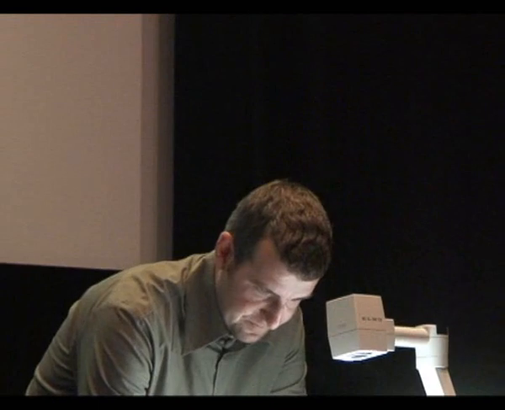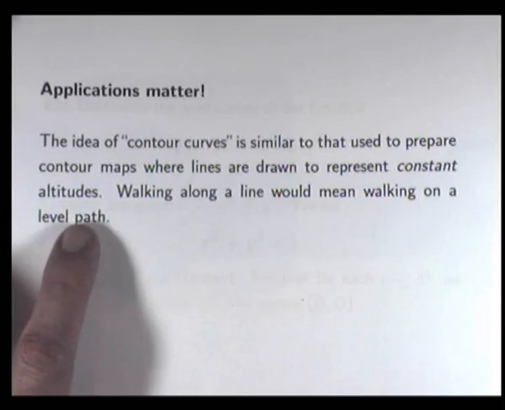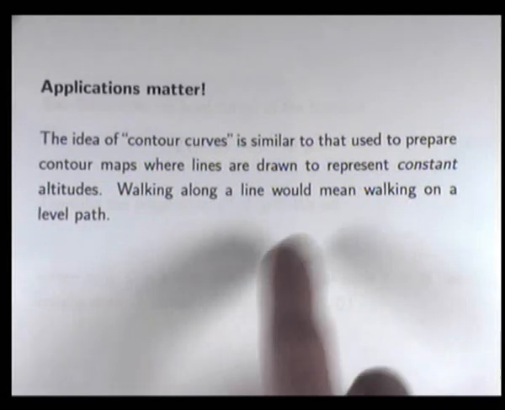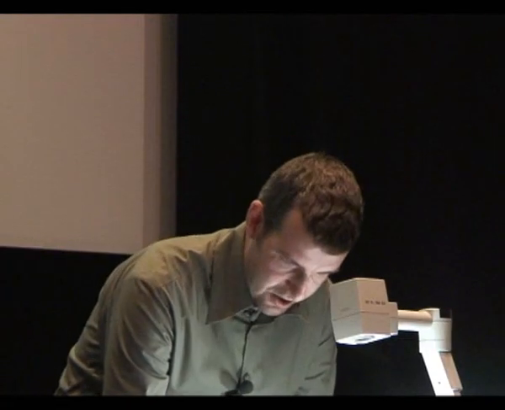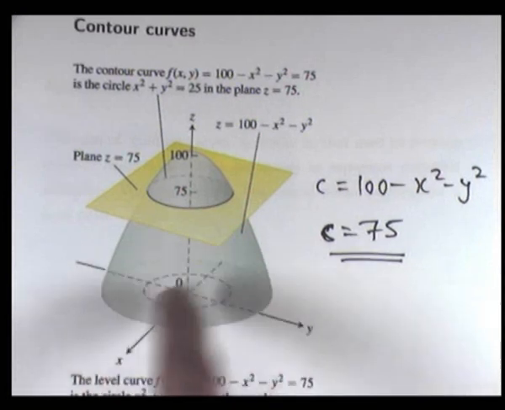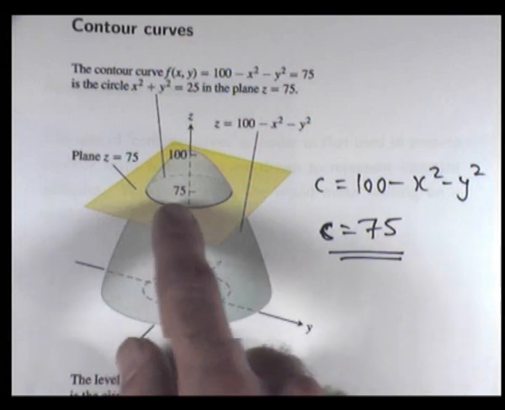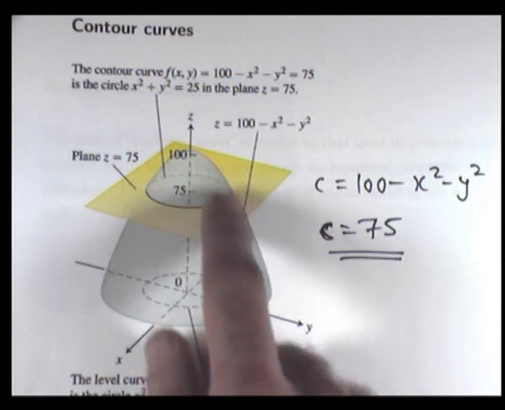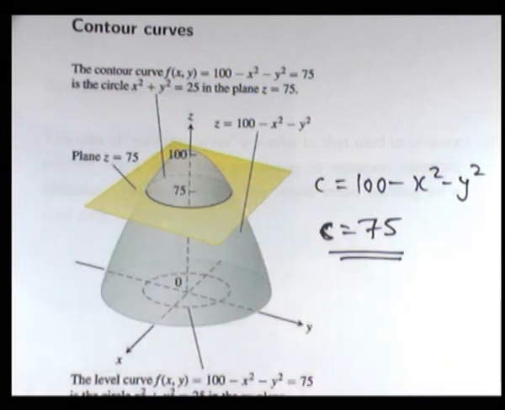So why are these contour curves and level curves important? Well, the idea is used to prepare so-called contour maps when we're looking at mountains and other types of regions. Walking along a level curve or a contour curve would mean walking on a level path. So let's just go back to the previous slide. Imagine this surface is a mountain. You can see here, if I walk around this path, my altitude above the xy plane stays the same.